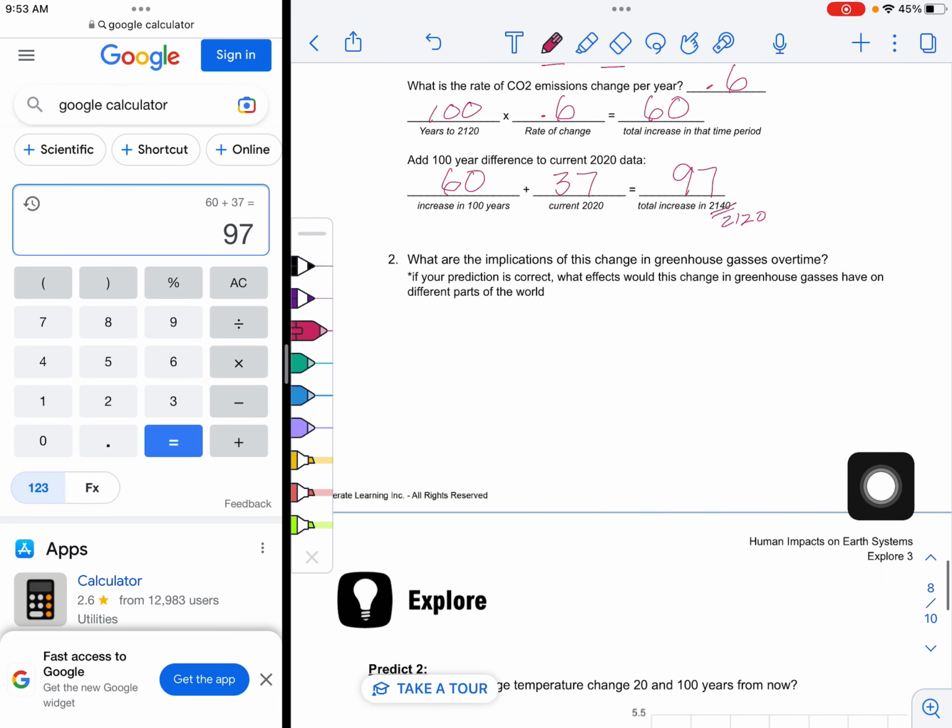So the question here is, what will that do to us? If our prediction is correct, what kinds of changes might we see in the world because of that ginormous increase in carbon emissions? So make two predictions here. What are we going to see on Earth if carbon emissions continue in that same trend?